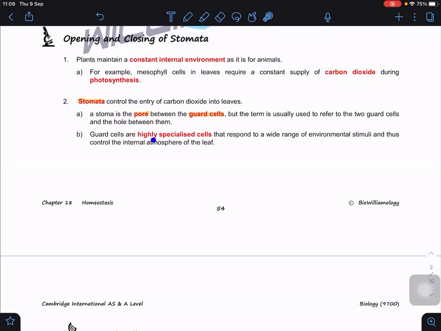And the guard cells are highly specialized cells. You can see that they regulate the pore size. Why are they highly specialized? Because they respond to a wide range of environmental stimuli, and based on these stimuli, they control the pore size, or the diameter of the stomata, so that they can regulate the internal atmosphere of the leaf. So whether we need to have more CO2 enter, or we need to stop the CO2 entering, this can be regulated by the guard cells.